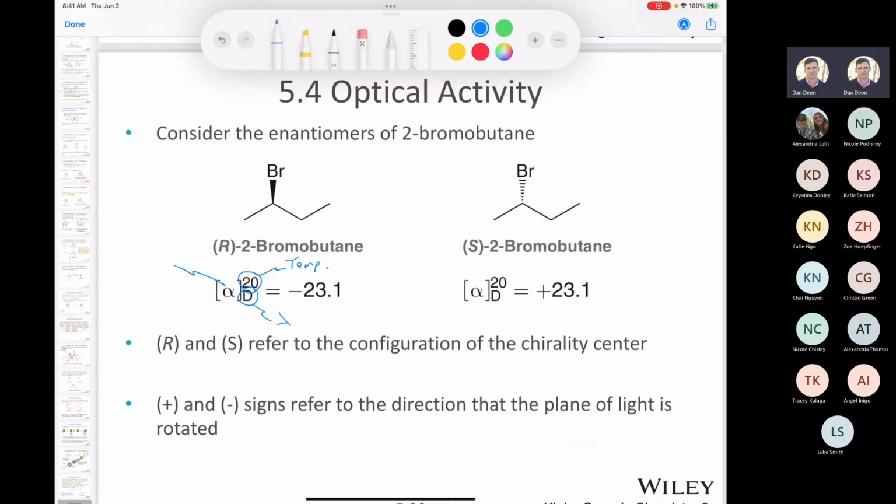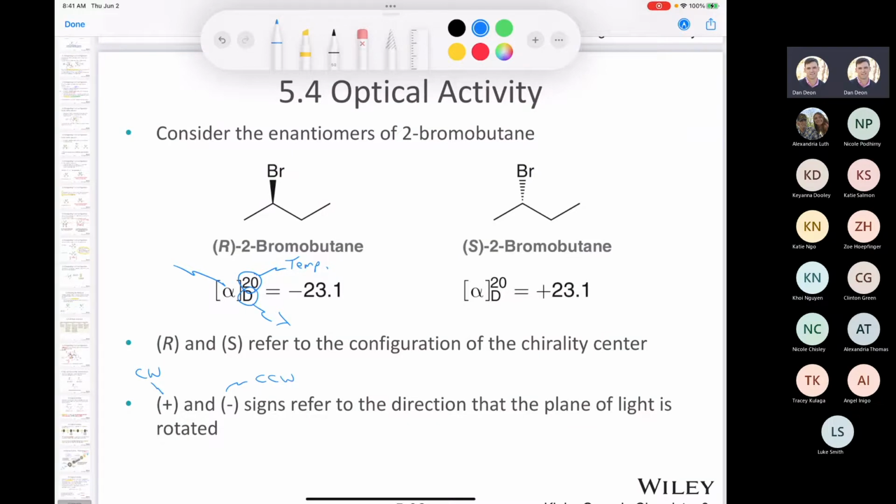The bottom line is that you need to know that enantiomers are going to rotate plane polarized light by equal amounts in opposite directions. Now, the whole positive and negative, what does that mean? You saw positive and you saw negative. You can probably guess that it has something to do with the direction to which the plane polarized light is rotated. If it's positive, it means it's rotated in a clockwise direction. And if it's negative, it's rotated in a counterclockwise direction.